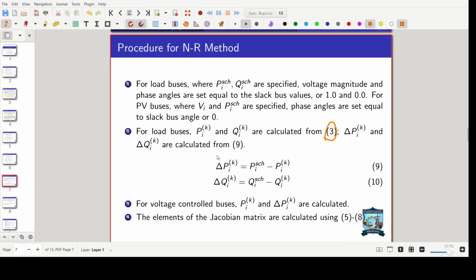Then we compute the difference in the power demand, the scheduled power and the actual power. That is our difference in the demand, which will be used to compute the values of delta and voltage. For the voltage control buses, Pi and delta Pi are only calculated because Qi is specified there.